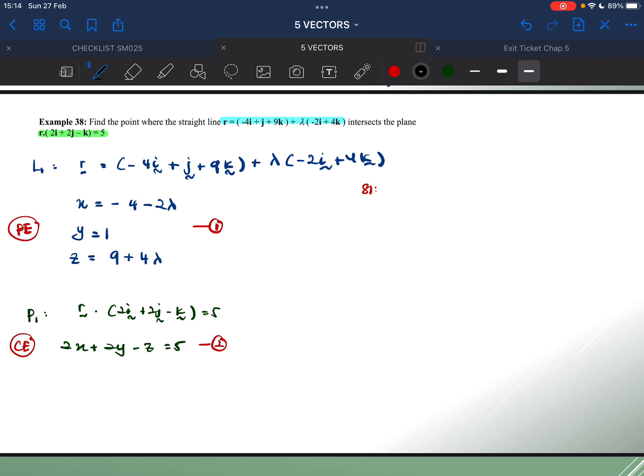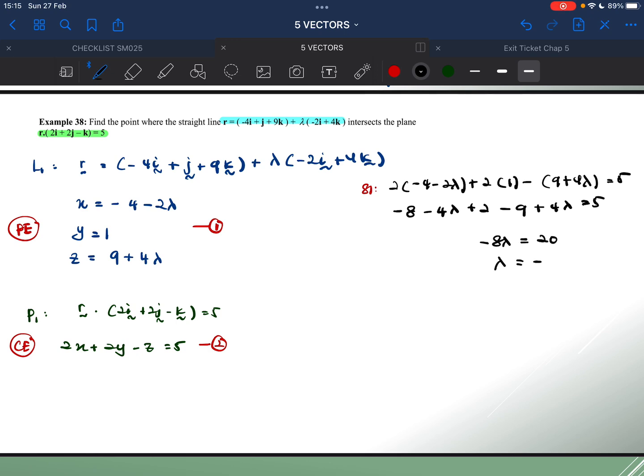So we have 2 times (negative 4 minus 2 lambda) plus 2y, where y here is only 1, minus z, we have (9 plus 4 lambda) equals 5. On your left hand side we have minus 8 minus 4 lambda plus 2 minus 9 minus 4 lambda equals 5. Here it should be negative 9, negative 4 lambda. So here we have negative 4 lambda, negative 4 lambda. So here we have negative 8 lambda equals 20. Lambda equals negative 5 over 2. Okay, so that is your second step, which is to find the parameter.